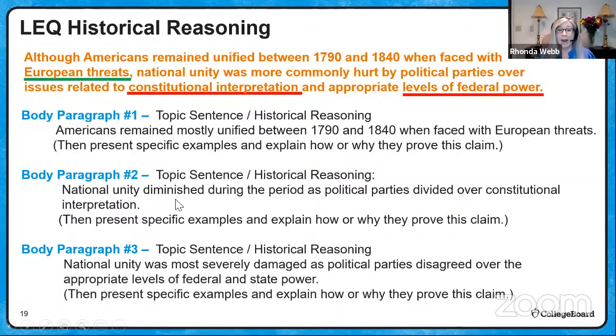Then in my second body paragraph, no, it did not remain unified. National unity actually diminished in the period with political parties as they divided over constitutional interpretation. So again, that's answering that causation question. And then I provide my examples and my evidence. And then same thing with the third one. National unity was most severely damaged as political parties disagreed over the appropriate levels of federal and state power. So I'm making an evaluation. This is my opinion. You may totally disagree with me, and that is just fine, because that's what an essay is about. It's you building an argument that you can prove. So this is where I'm saying that it hurt the most, this federal versus state power.